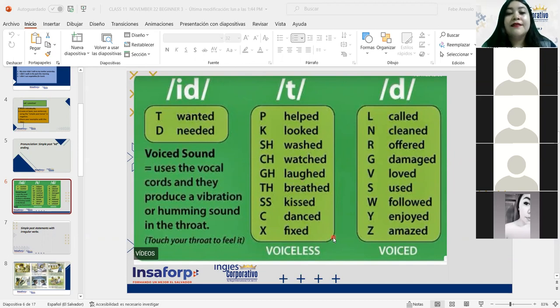Bridge. Kisses. Dancing. Fix. Calling. Clean. Offers. Damaged. Damaged. Loads, use it, follows, enjoy. ¿Ese cómo es el antepenúltimo? Enjoyed. Enjoy. Amazed. Amazed. Excellent. There you go.